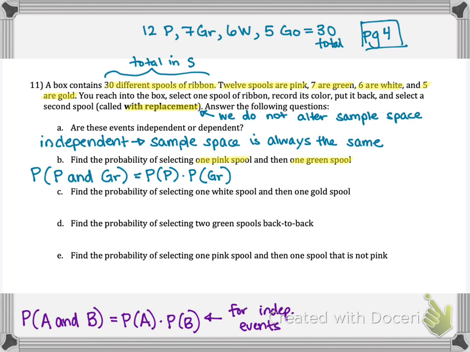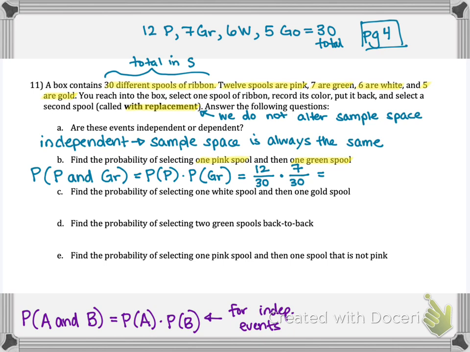Now, when I'm in a with replacement problem, I actually always start with the denominators first. So I'm going to go ahead right away and set up two fractions. I am going to reach in this box twice. And every time I do that, there are 30 spools of ribbon. The first time I reach in, I'm hoping for pink. So there are 12 pinks out of 30 total. The second time I reach in, I'm hoping for green. There are 7 green ribbons out of 30 total. Remember, every time I reach in the first time, I'm just going to look at the ribbon and put it right back.